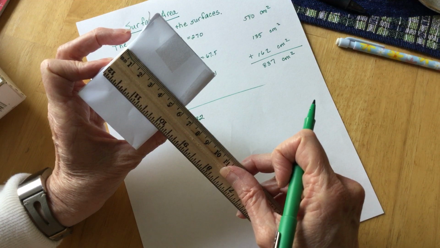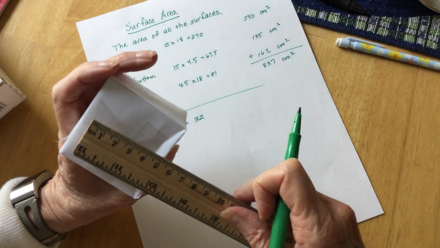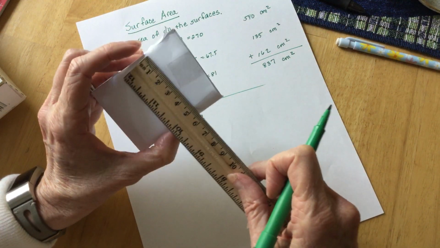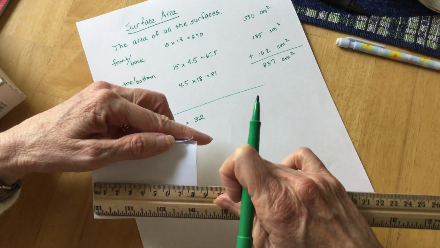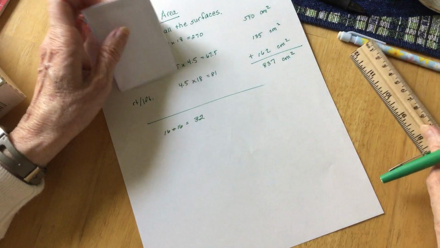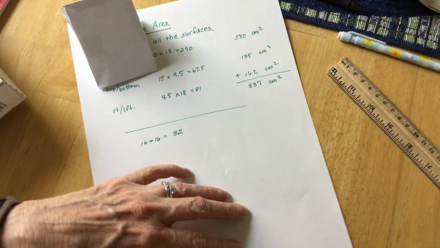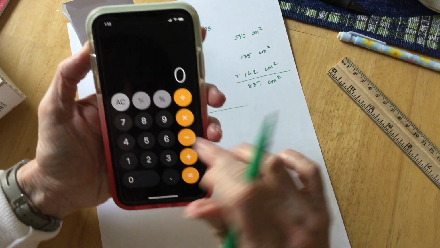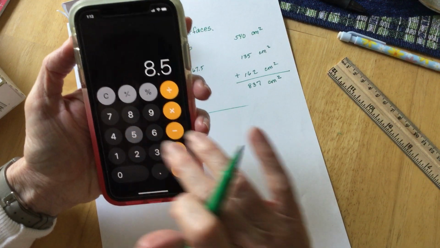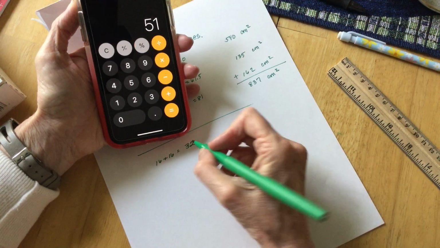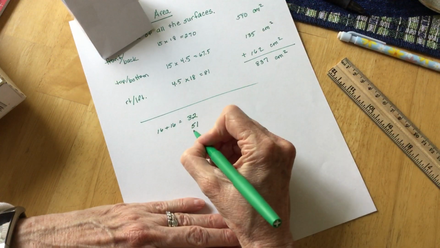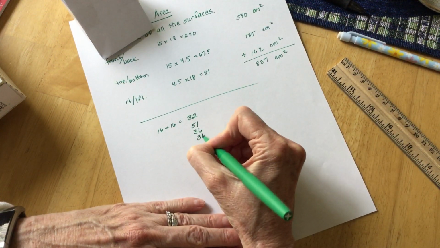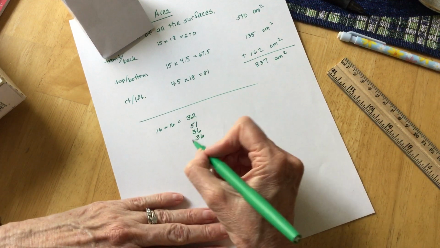times, how can that be different than this? This is 6, this should be the same. Okay, so this is 6 by 8.5. So 6 times 8.5 is 51. So one side was 51. One side was 36, the other side was 36, and the 2 triangles were 32.